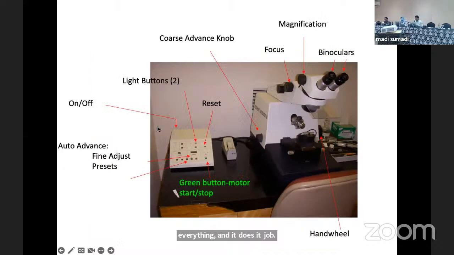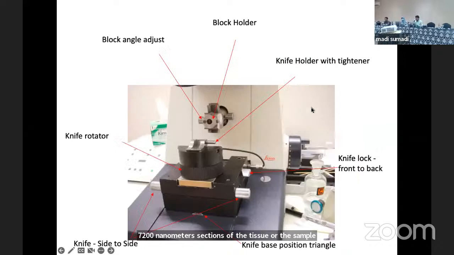You can see you can set all kinds of buttons here, the thickness, how much you want to have. You can also see the magnification; everything is automatic. And then finally you have very nice thin sections, 70 to 100 nanometers thin, of the liver tissue or the sample.